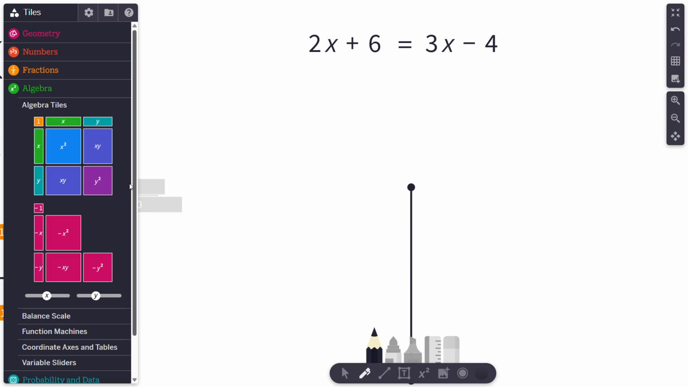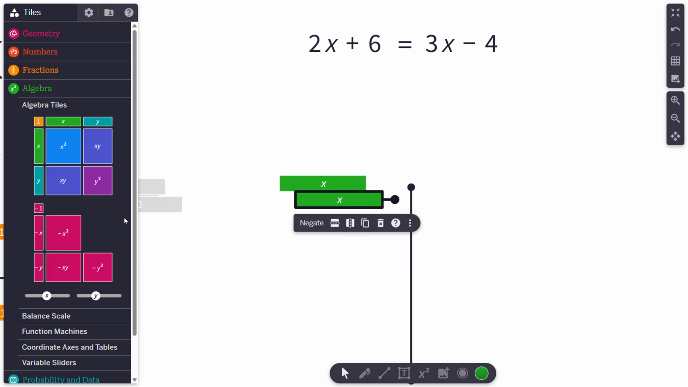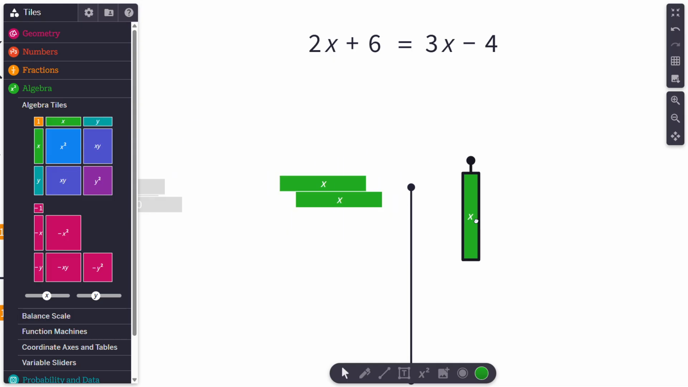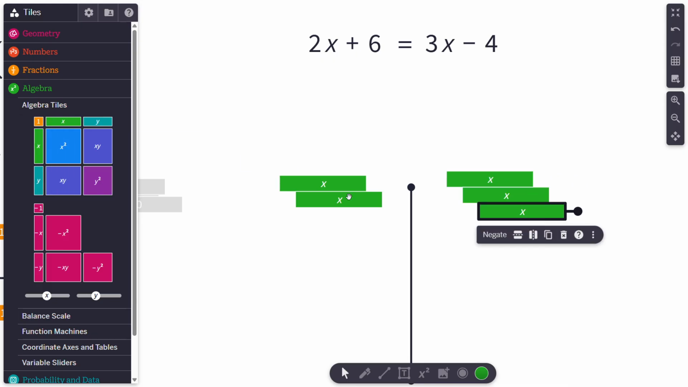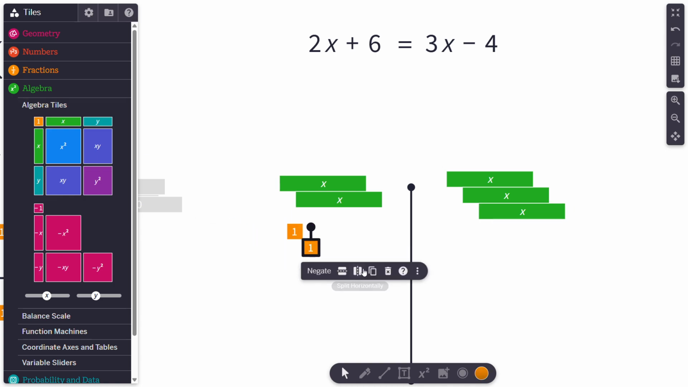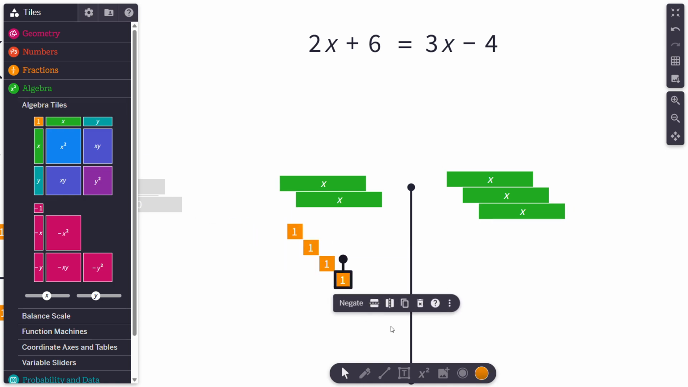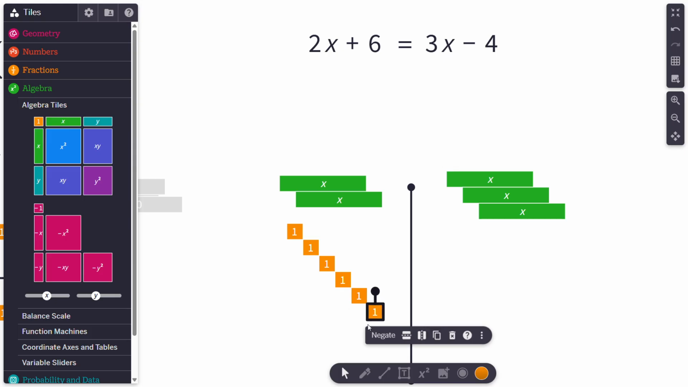And then the last one we have like a minute. 2x plus 6, 3x minus 4. So we're going to go 2x, 6, and 3x. X plus 6. Okay, and minus 4 over here.